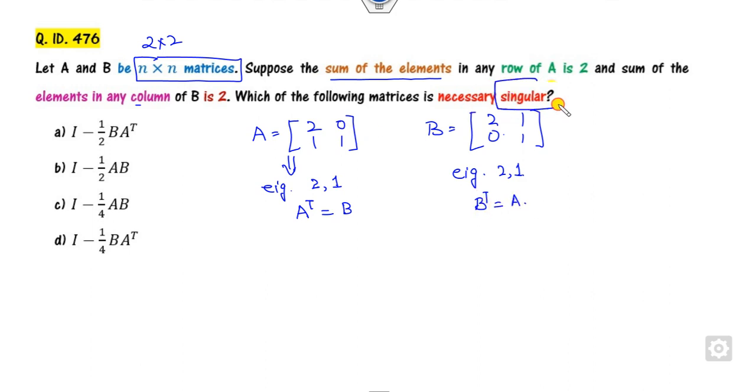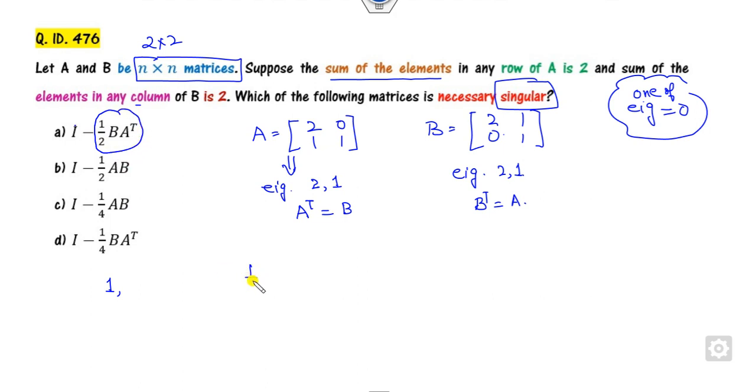Which of the following is singular? How can you find the singular? Clearly, a matrix is singular when at least one of the eigenvalues is 0. So I has eigenvalue 1. When will it be 0? When it has eigenvalue 1, or you can say this has eigenvalue 2. That's the meaning of this.